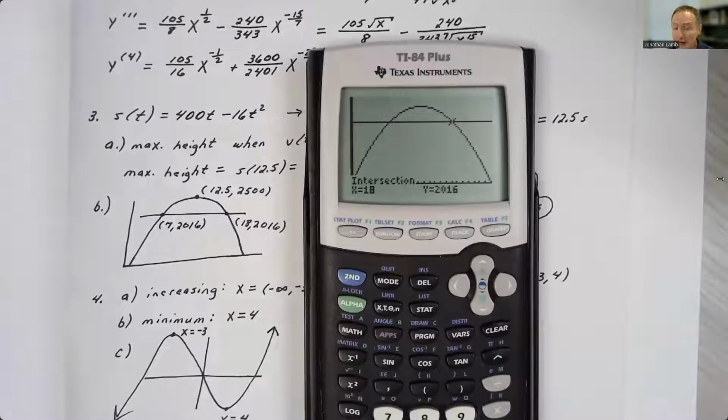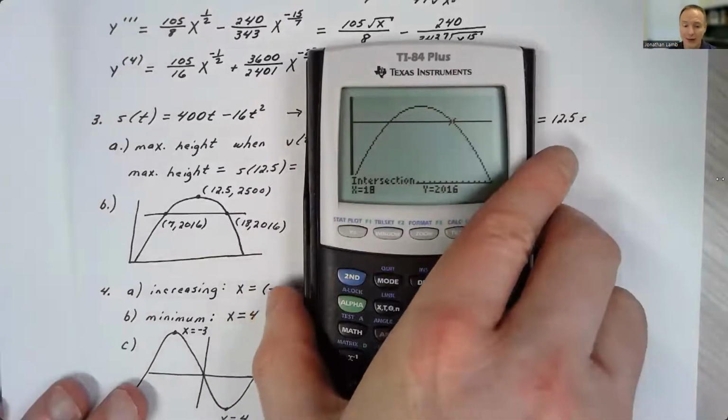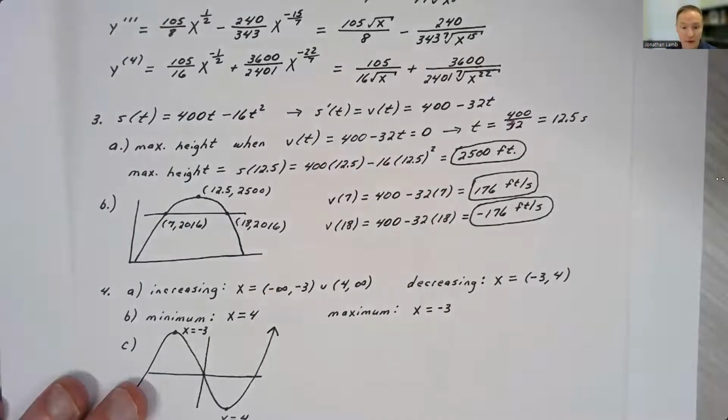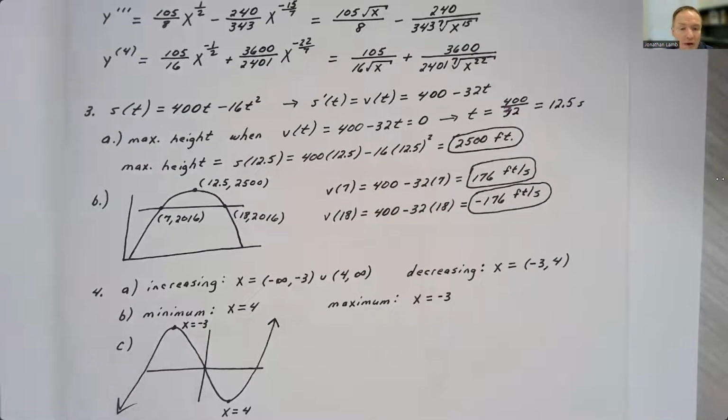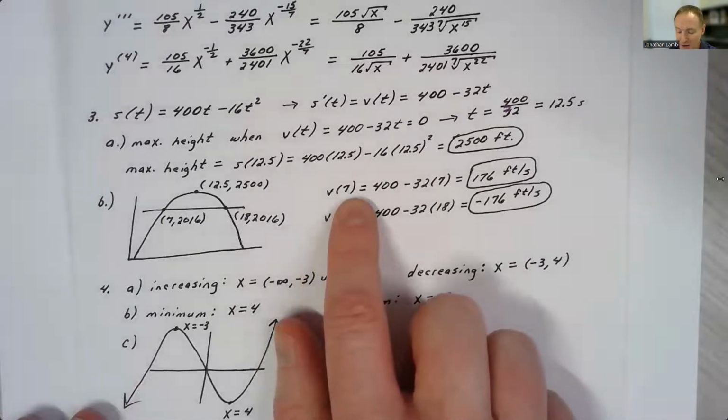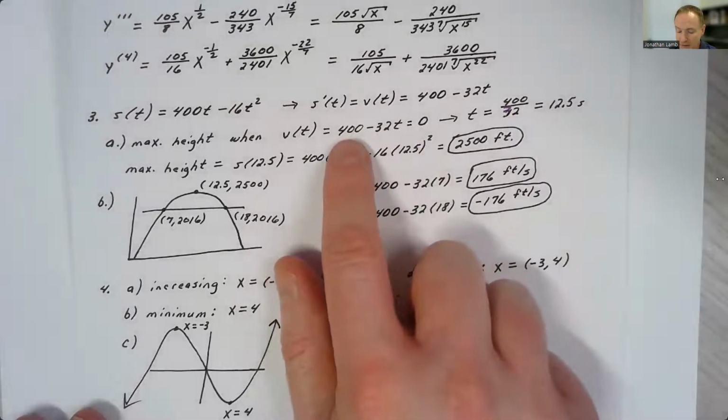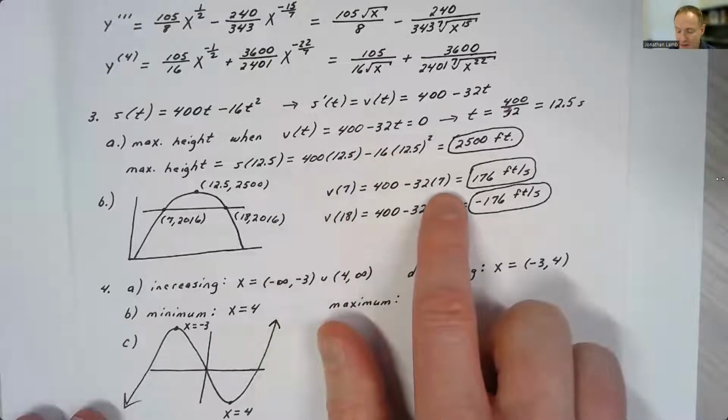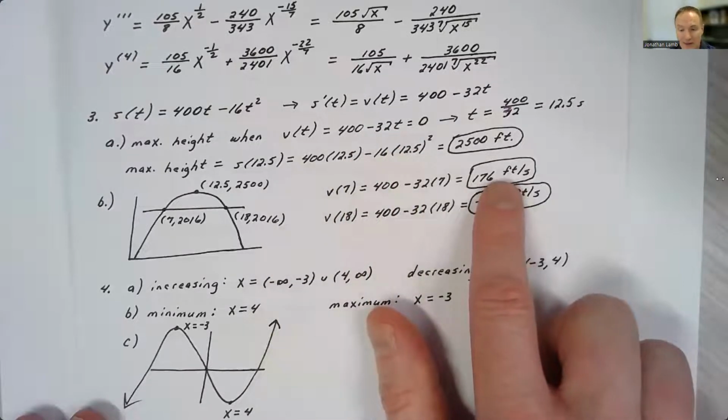Now, the answer to the question here is we need to know the velocity of the rock when it's 2016 feet above the ground on the way up and on the way down. What I'm wanting you to think of here is that the velocity absolutely must be equal and opposite. If it's not equal and opposite, then I've done something wrong. But please do notice, if you plug 7 into your velocity function, you'd have 400 minus 32 times 7. That's going to give you 176 feet per second.